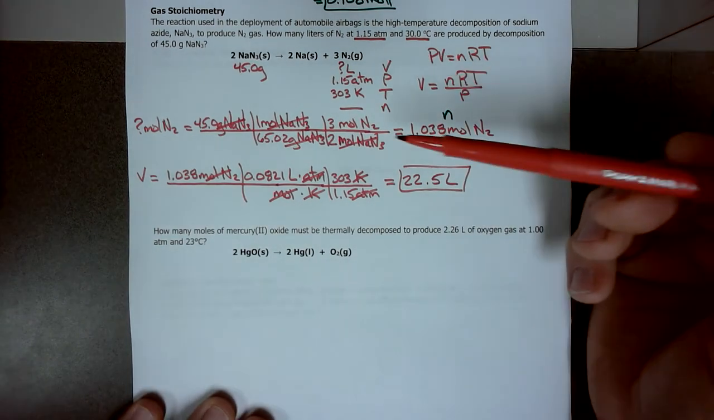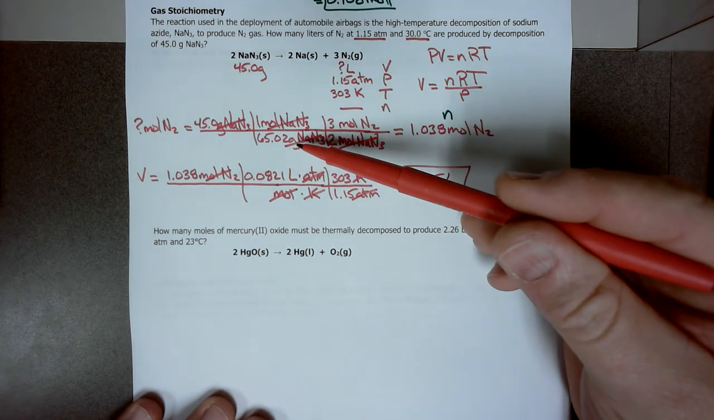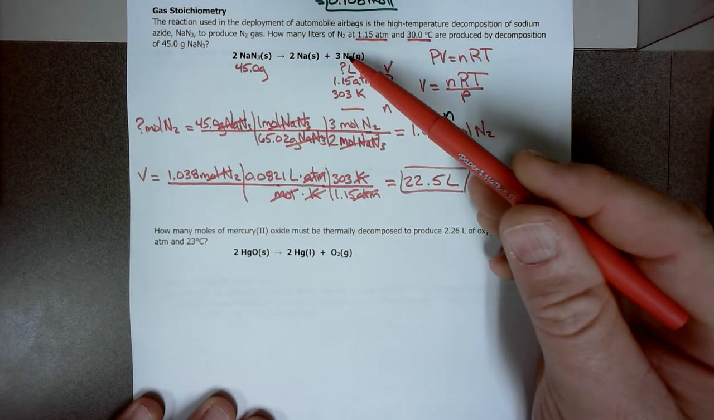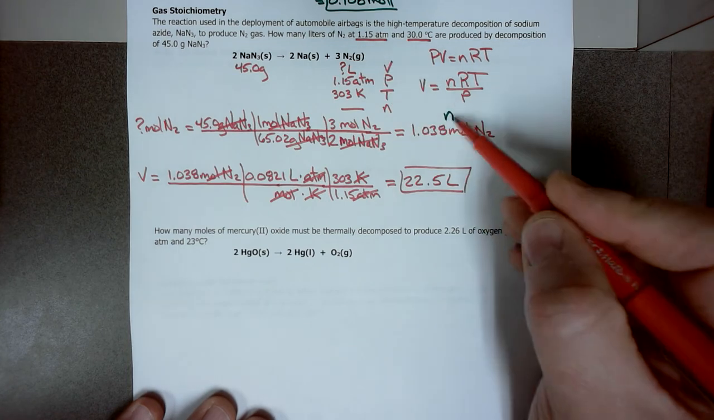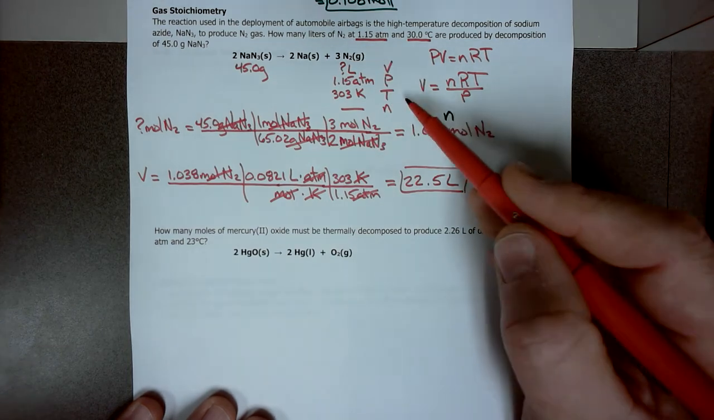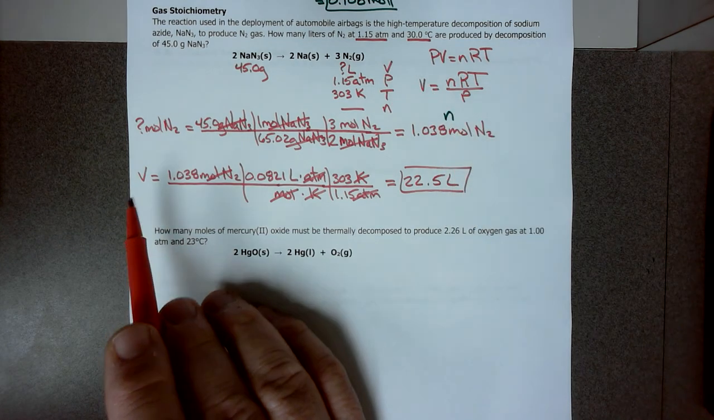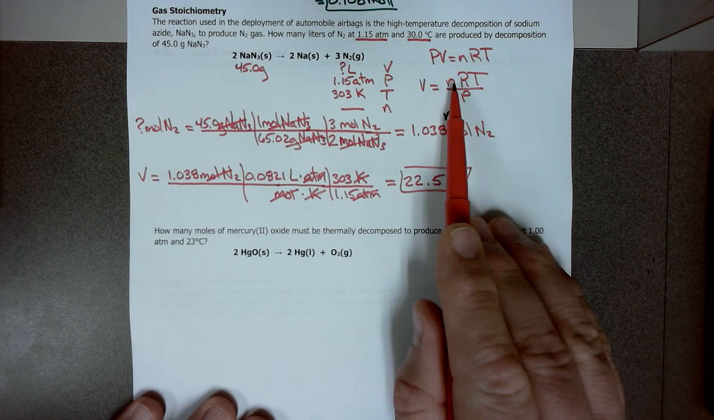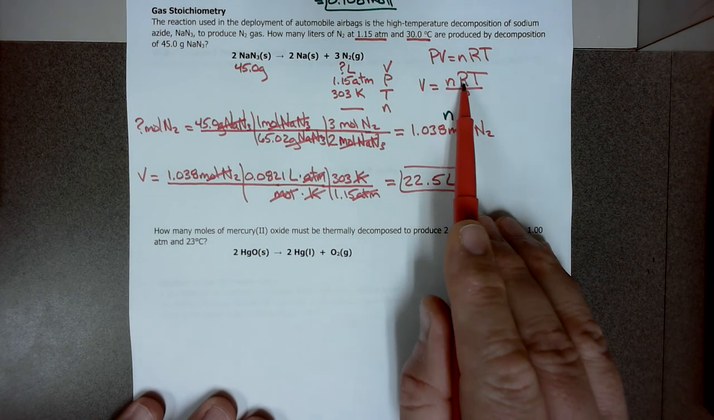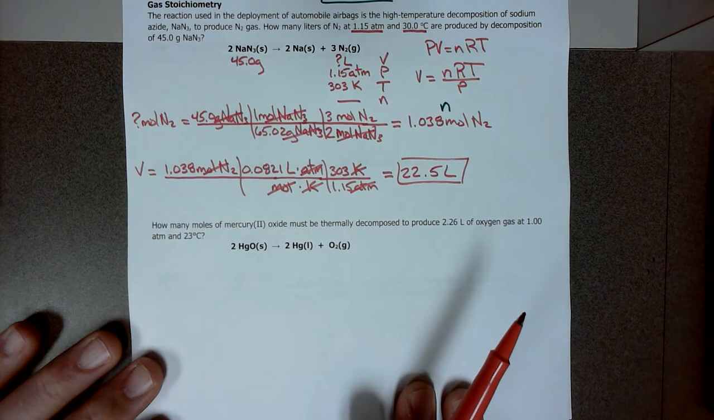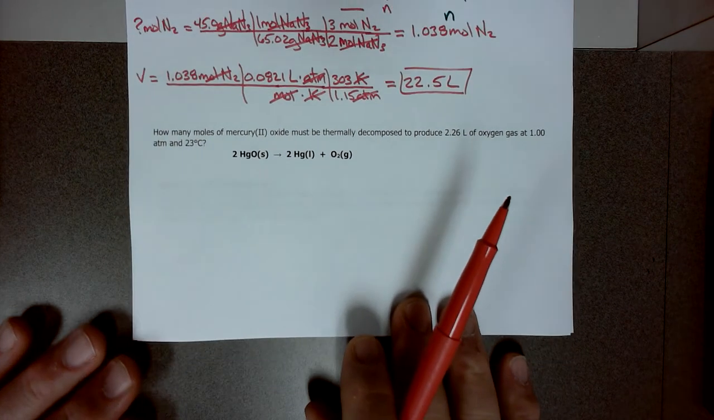All right, so that is stoichiometry. In this case, we had to do stoichiometry to convert the grams of sodium azide to the moles of nitrogen, which will then give me n. And I now have 3 of the 4 variables, and so I can find volume by multiplying number of moles times the constant times temperature divided by pressure. Let's look at the next problem. It's another stoichiometry problem.